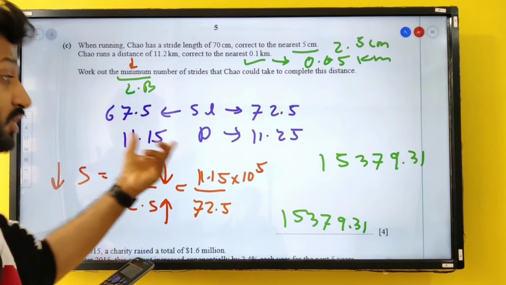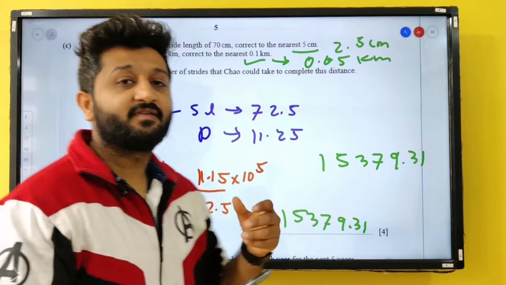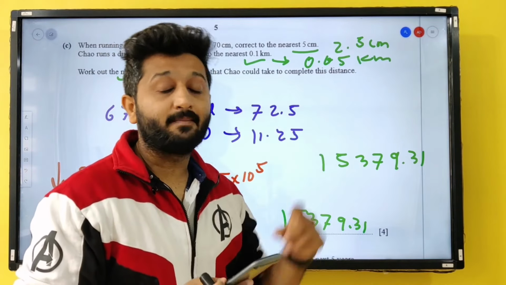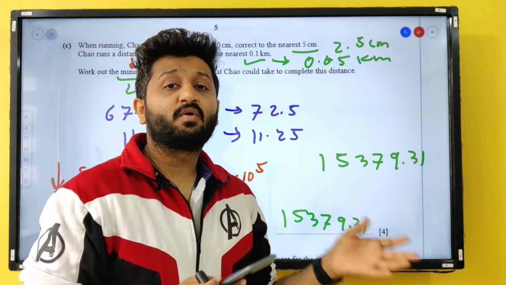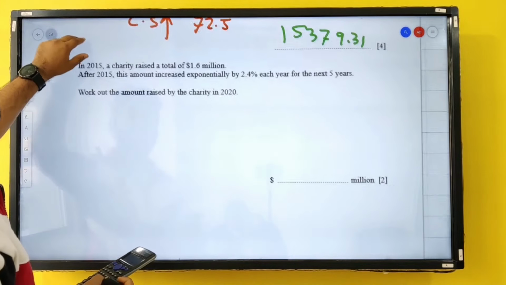Let's move to the next question. Also, guys, if you feel any doubt in this concept, I have covered this. I will put an I button here, wherein you can find the concepts of upper bound and lower bound. Next question.